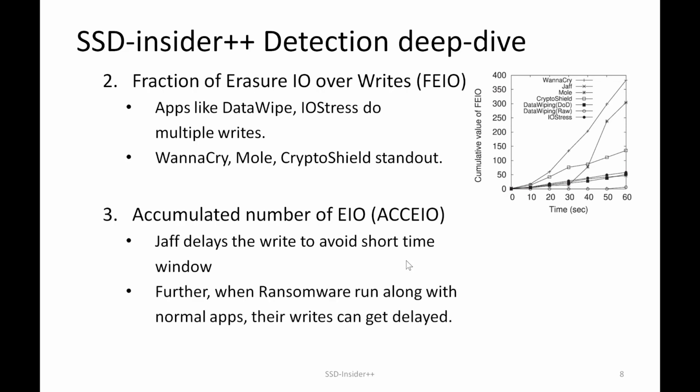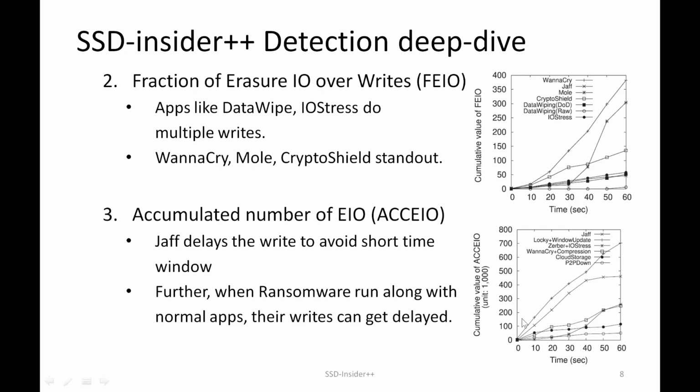Or it can also help us identify ransomware which is run along with normal applications, because the SSD will see interleaved accesses. So the erase operations of these ransomware can potentially be moved or delayed at the SSD itself, right? Here again they have considered a mix of ransomware along with normal applications. JAF is run alone, Locky is run along with Windows update, Zerber is run along with IO stress, WannaCry is run along with compression, and cloud storage and peer-to-peer download applications are run alone.